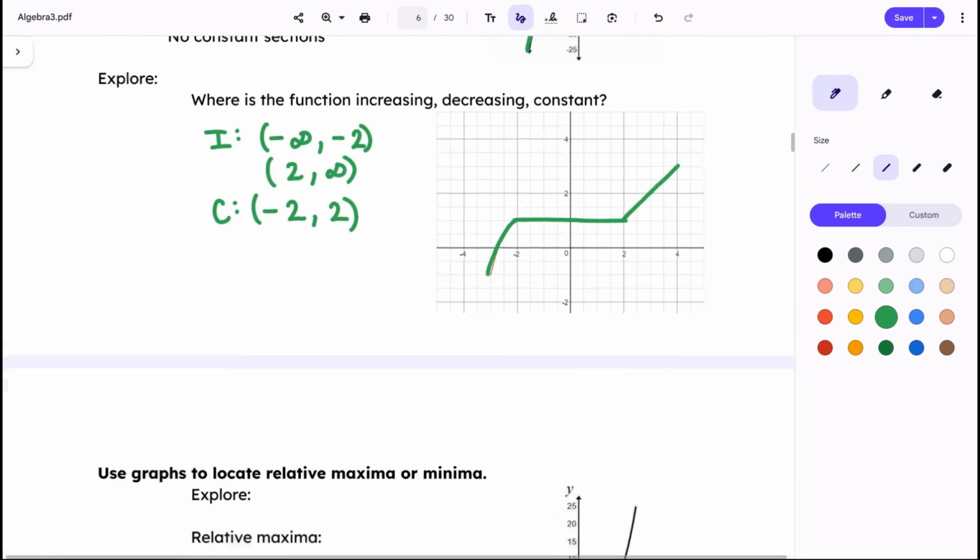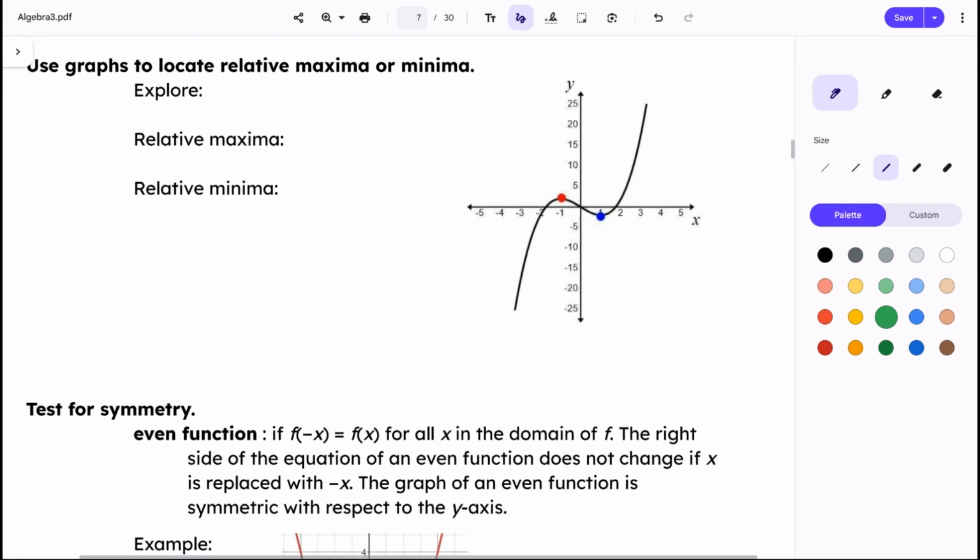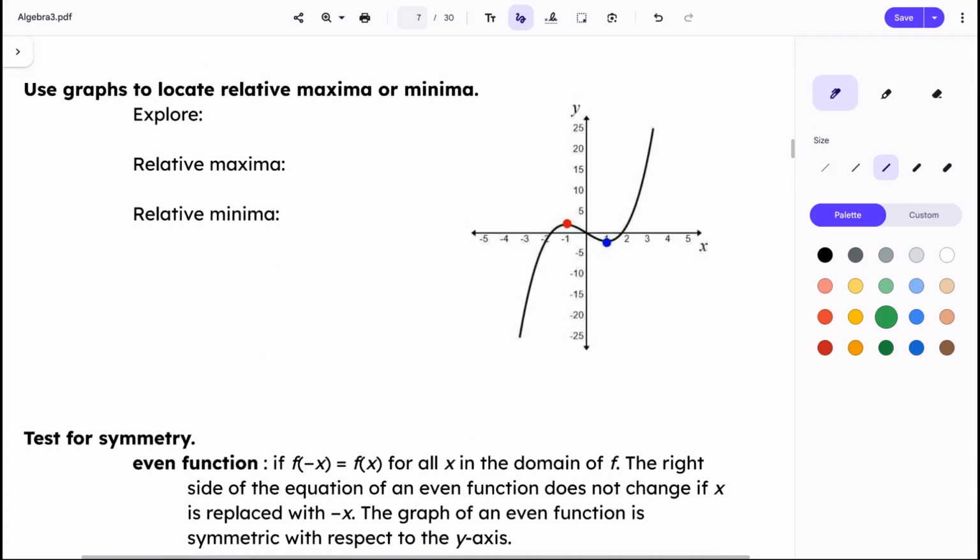Okay, so if we turn the page over, another thing that we can look for on graphs is something called relative maxima or minima. This would also be known as the maximum value or the minimum value. So what's the highest point that the graph appears to hit and the lowest point? Now, most graphs don't end, so they do eventually go either to positive or negative infinity, but we can't measure that. We can't measure infinity as a point.